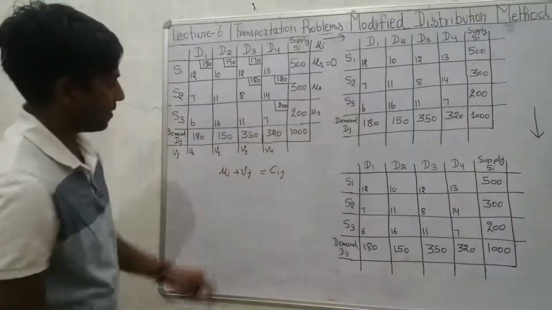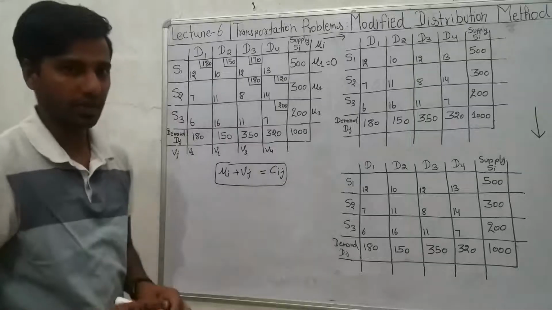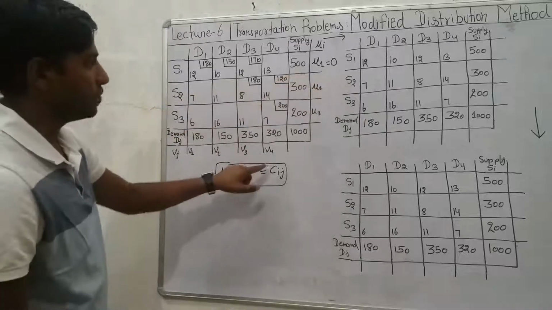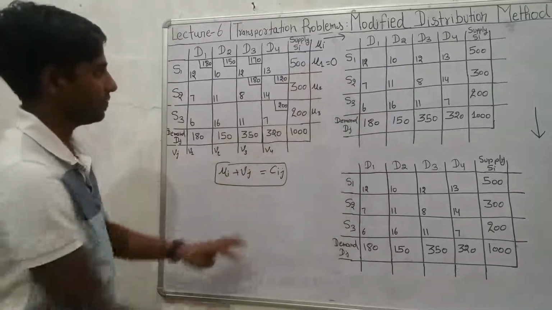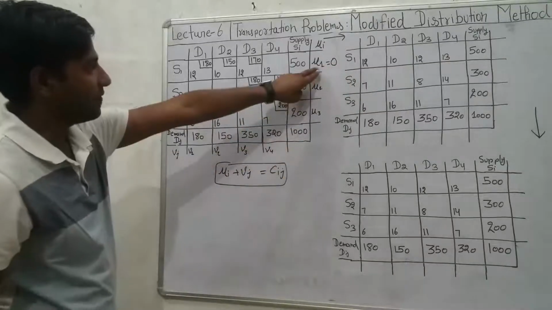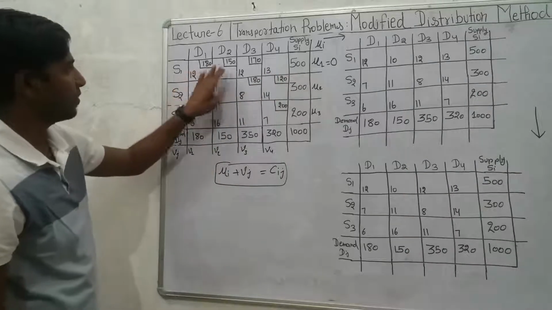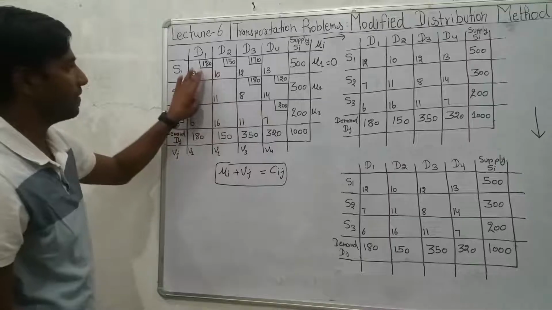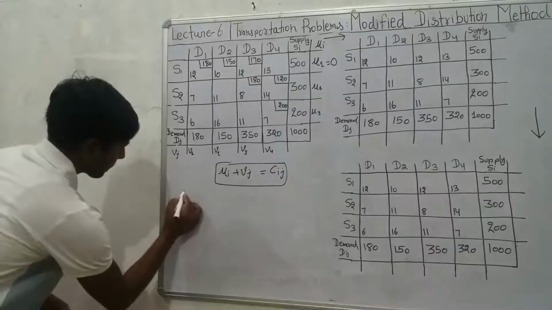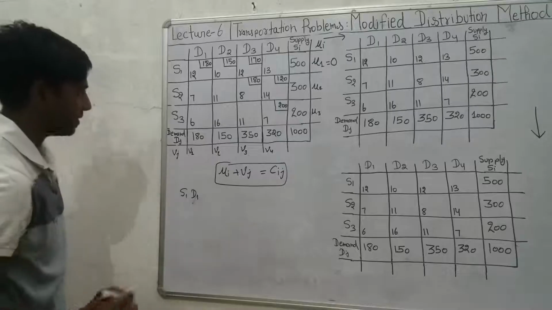Suppose, and remember that this formula would be applied only to the occupied cells, only occupied cells. So the row or column to which we have assigned a value, select that row. We have assigned a value in this row, so consider this row and identify the occupied cells. In this row there are 3 occupied cells, so we are going to consider them one by one. For the first cell, that is S1 D1, it is the occupied cell.